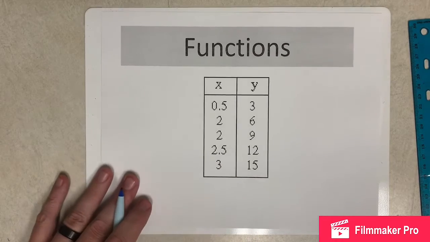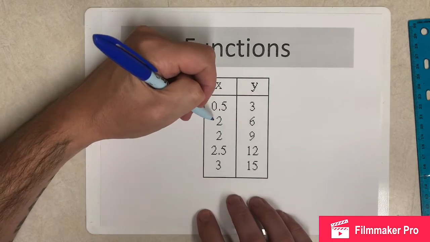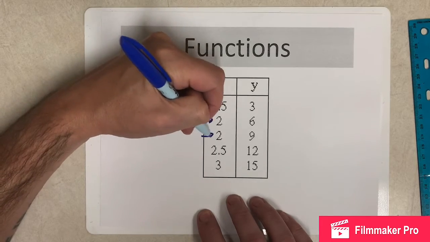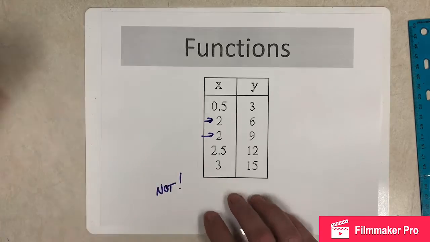And what about this table of values? Take a look at it. All the x values have to be different. But I see this. I see a 2 and another 2. That's a problem. So that would be not a function.